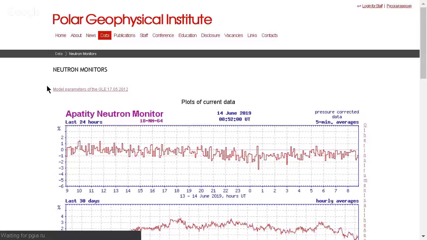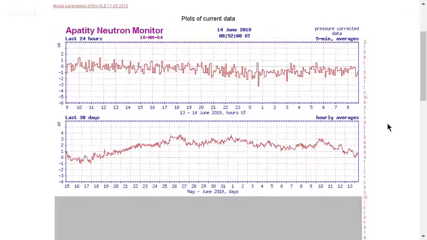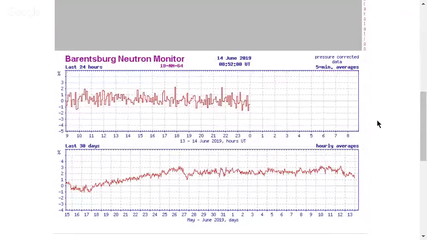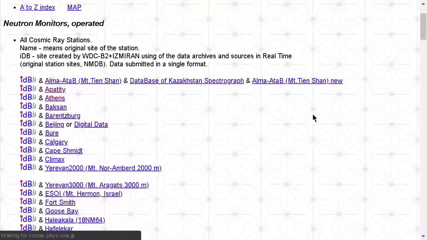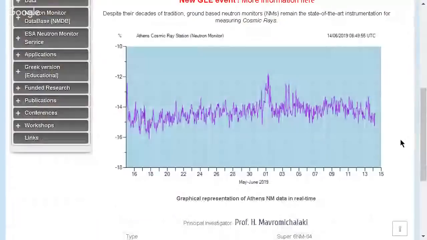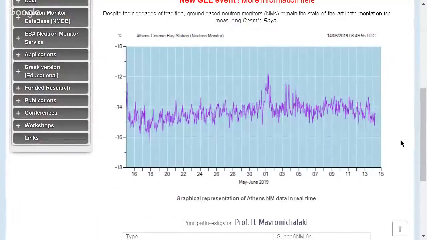Look at cosmic rays real quick. Here's Apatity and Barentsburg. A downtick at Apatity over the past few days, and a similar downtick at Barentsburg. Here's Athens. Slight downtick there as well.